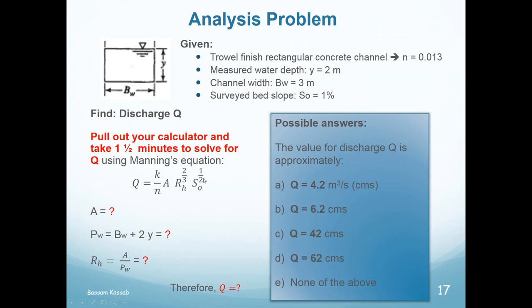So now, please take a minute and a half to use this equation and solve for Q ultimately. But to do that, you need to find A, the area. You need to find the wetted perimeter, then find the hydraulic radius, then plug all these values in this equation with the given N, and you should know K by now, because I told you what K was earlier. I'm not going to repeat it. And you find Q, and your answer would be A, B, C, D, or E. Take your time, I'm going to give you a minute and a half to solve it.